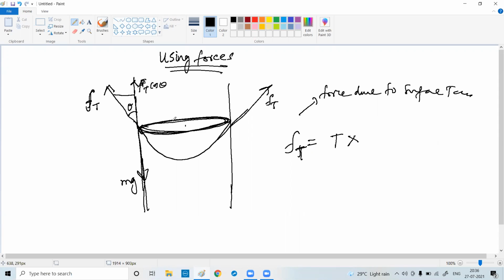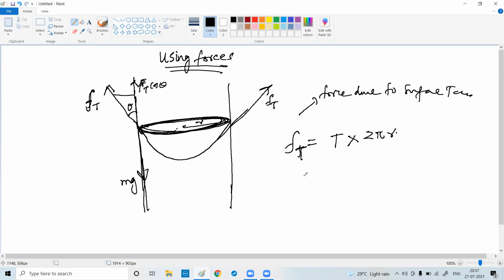Yes or no? What is the circumference? If this is the radius, then what is the circumference? 2 pi r. Yes or no? Yes, sir. Then your FT will be T into 2 pi r.